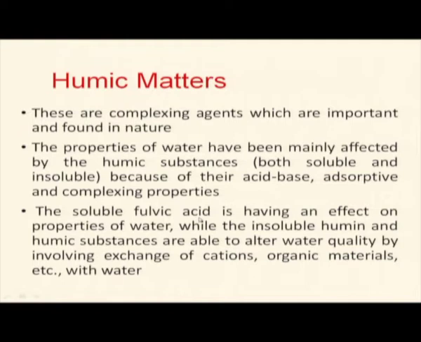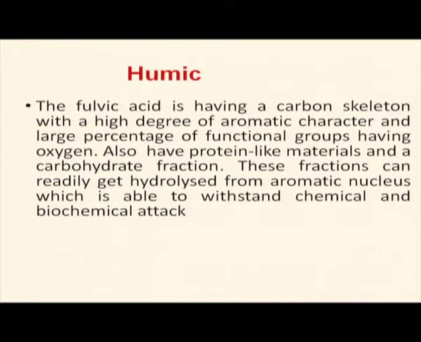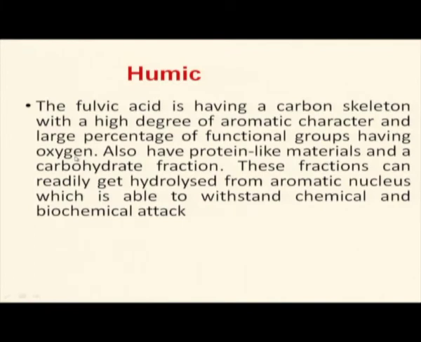The soluble fulvic acid has an effect on the properties of water, while the insoluble humin and humic substances are able to alter water quality by involving exchange of cations, organic materials, etc., with the water. All these things are very important in determining the mobility of metal ions in aquatic system. Fulvic acid has a carbon skeleton with a high degree of aromatic character and a large percentage of oxygen-containing functional groups. Also, fulvic acid has protein-like materials and a carbohydrate fraction. All these fractions can readily get hydrolyzed from the aromatic nucleus, which is able to withstand chemical and biochemical attack.